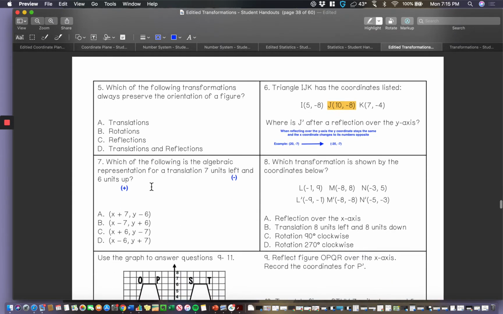Number 7. Which of the following is the algebraic representation for a translation 7 units left and 6 units up? So remember, left means we are going in a negative direction or subtracting from x, and 6 units up means that I am adding. I'm going in a positive direction on my y coordinate.